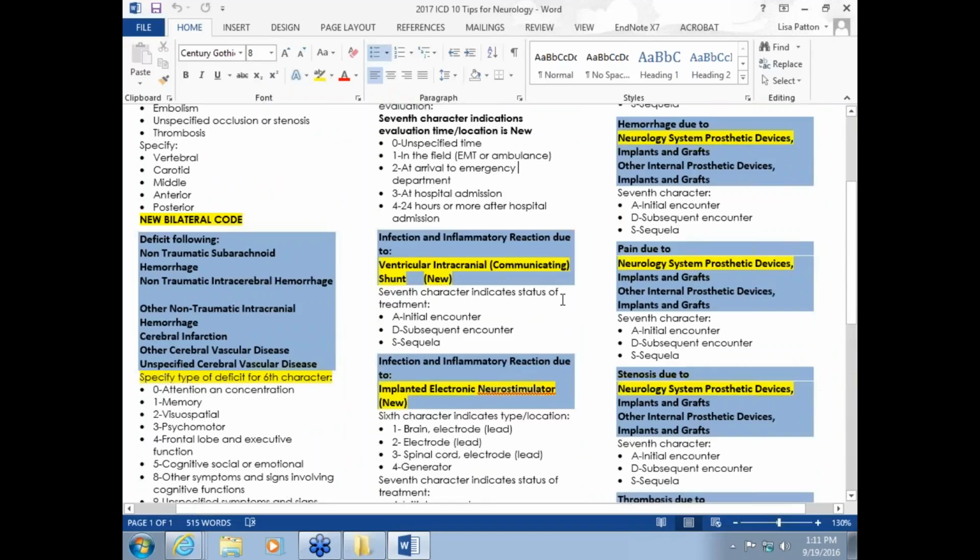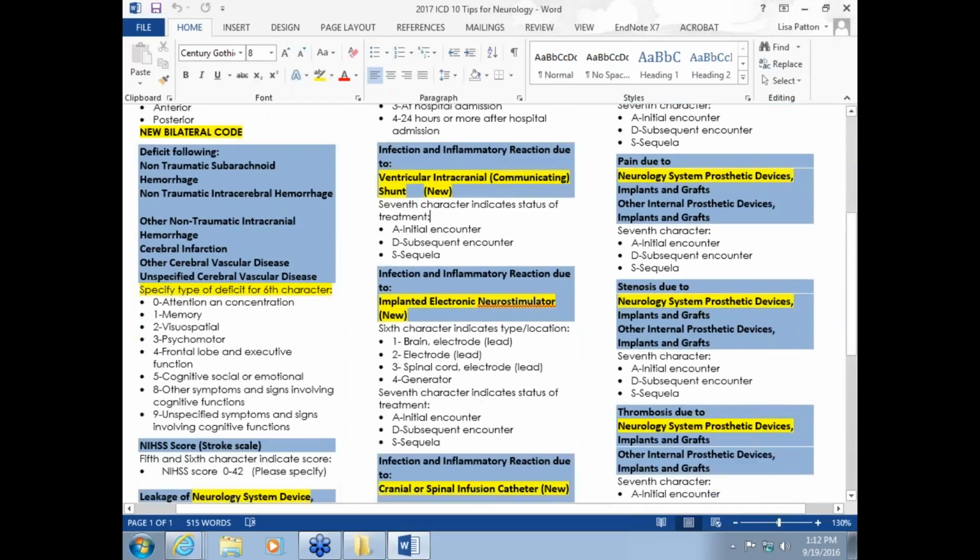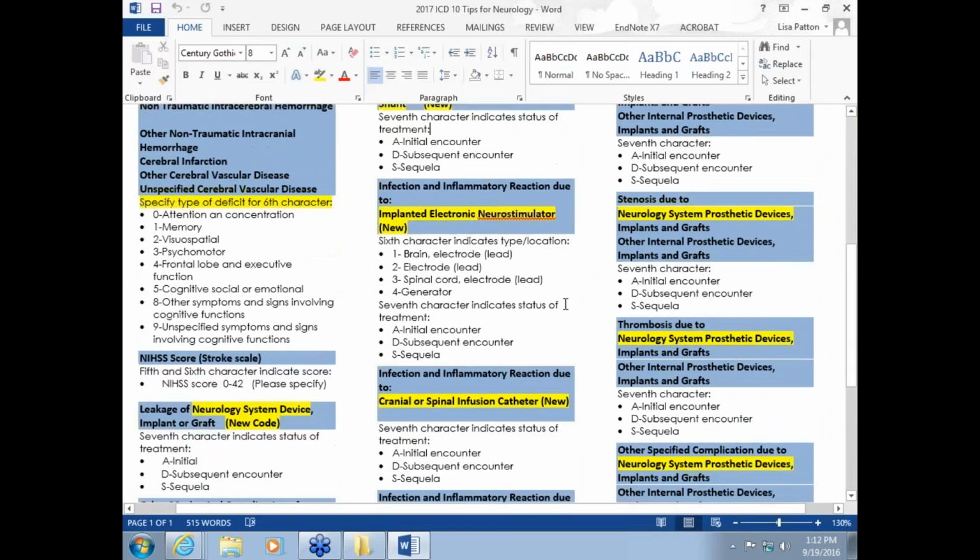Infection and inflammatory reaction due to implanted electronic neurostimulator is a new code. You have a 6th digit of brain for the electrode lead, spinal cord electrode lead, and generator. And it still requires a 7th digit. So there's a lot of new codes for a neurostimulator. That's the majority of this section that has changed. We have infection and inflammatory reaction due to cranial spinal infusion catheter. That's a new code with 7 digits.